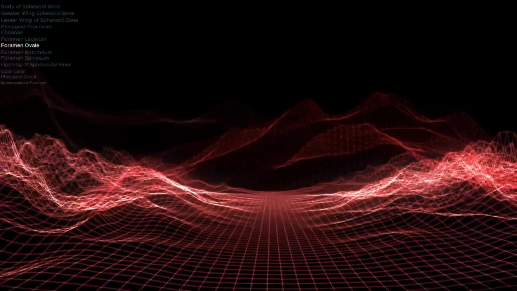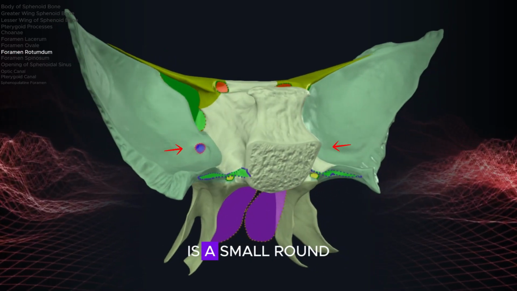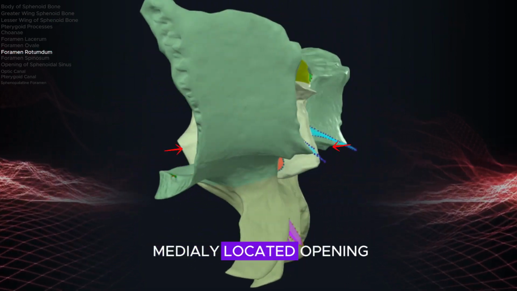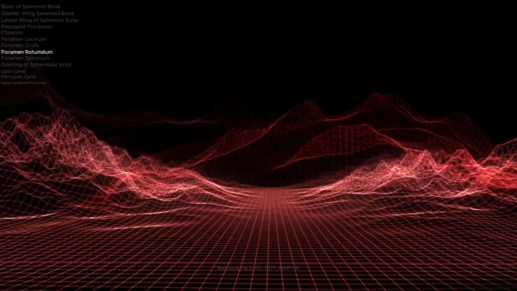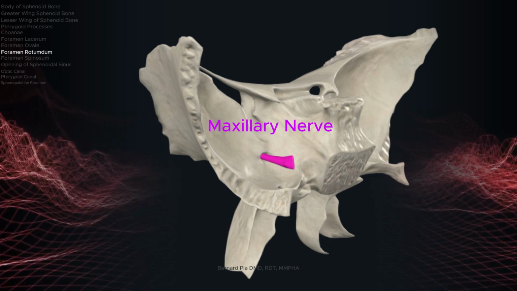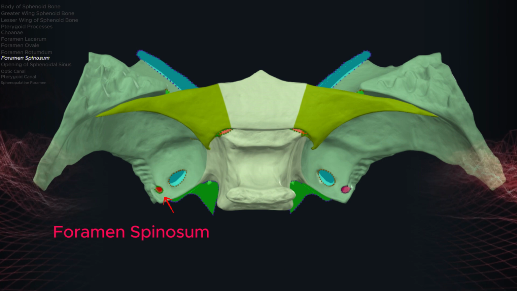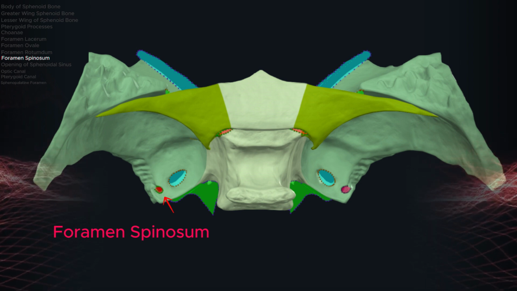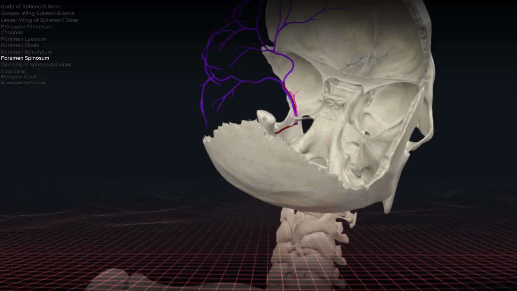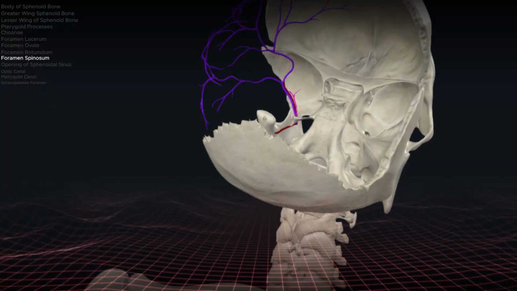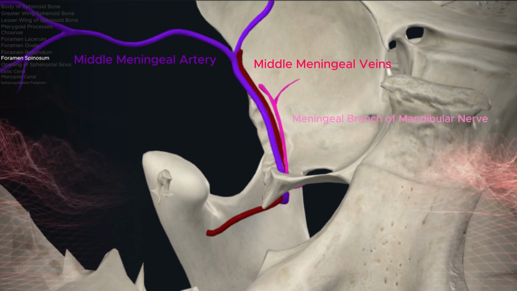The foramen rotundum, meaning round foramen, is a small, round, medially located opening found on each greater wing of the sphenoid bone. It allows for the passage of the maxillary nerve. The foramen spinosum is a small, round, posterolaterally located opening found on each greater wing of the sphenoid bone. The foramen spinosum allows for the passage of the middle meningeal artery, middle meningeal veins, and the meningeal branch of the mandibular nerve.